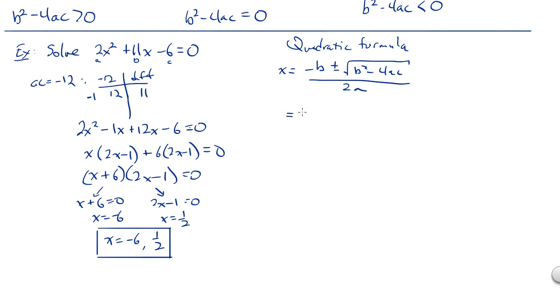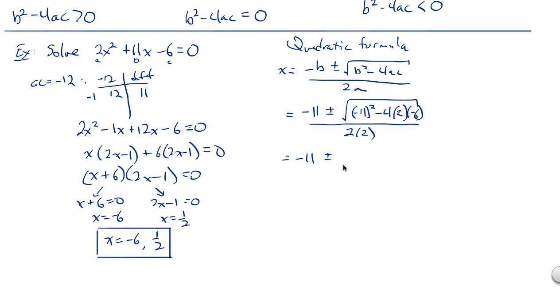I'm just going to plug in the numbers. Negative b, negative 11, plus or minus the square root of b squared. Now it's negative 11 squared. I'll write it here. In the future, I'll probably just write 11 squared because I know that negative is going to get killed off anyway. But anyway, so negative 4 times a, which is 2, times c, which is negative 6, all over 2 times a, which is 2.